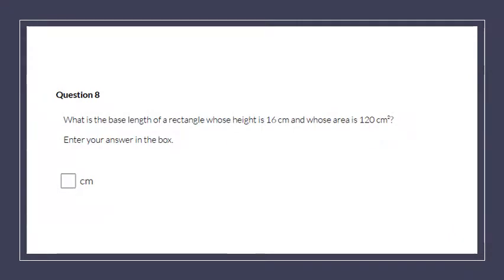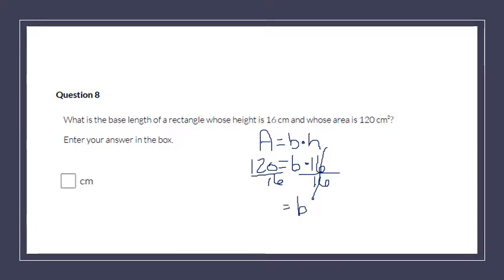Number 8, what is the base length of a rectangle whose height is 16 and whose area is 120? So all I need to do is divide both sides by 16. And 120 divided by 16 gives me 7.5, and I need those units, so that is centimeters.